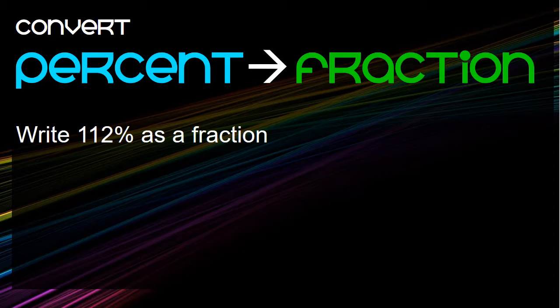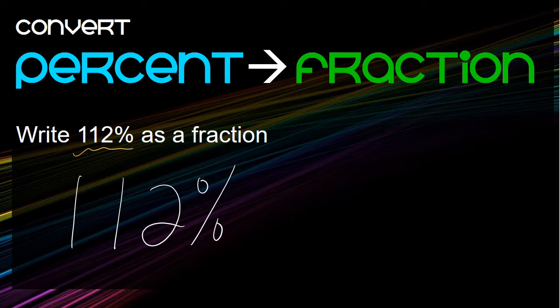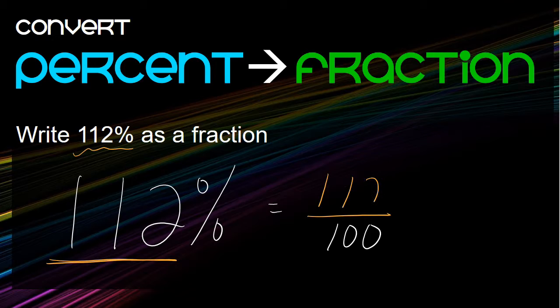Let's try one more. So we're going to take a look at 112%. When we do this, our percent is out of 100, so our denominator is 100. We take our percent, 112, as our numerator. And now we have to simplify. When we simplify this, we know that there is 1 whole and 12 over 100. And we still have to simplify one more time.